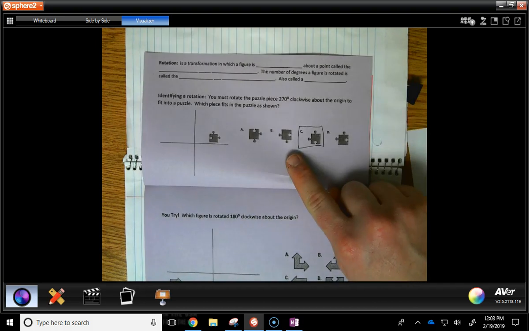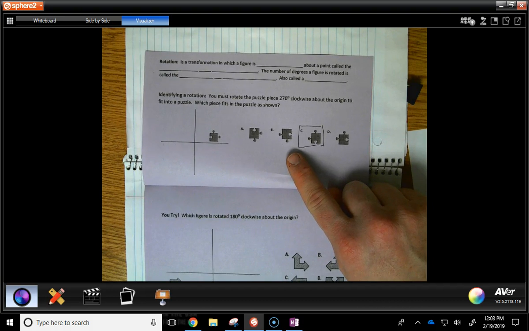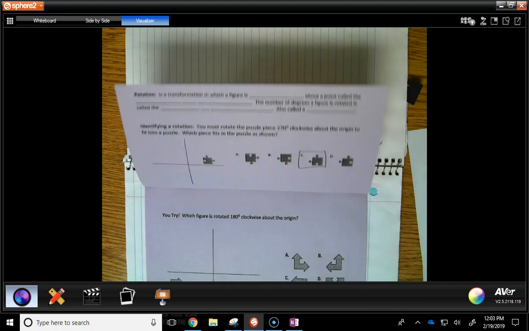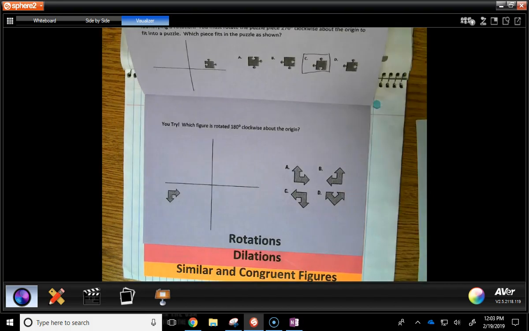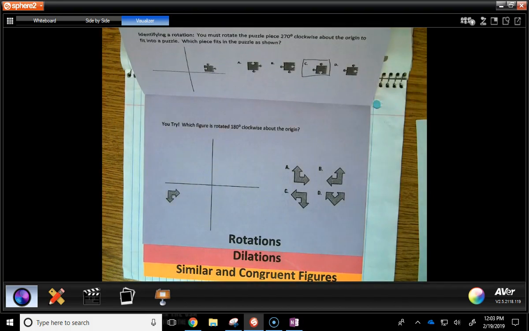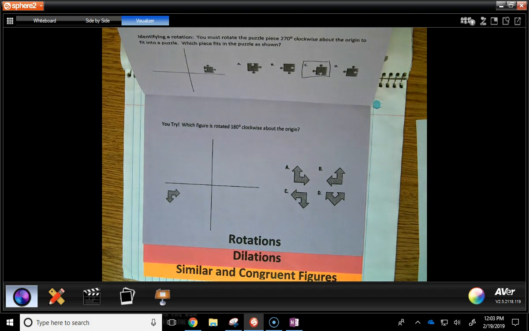I can see C is a rotation but the wrong way. They turned just the shape. So remember, right now we're spinning around the axis of origin. Let's see if you guys can do this one. Which figure is rotated 180 degrees about the origin?